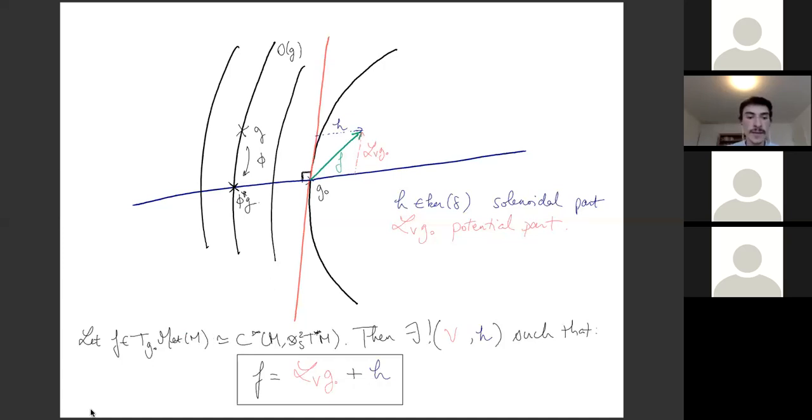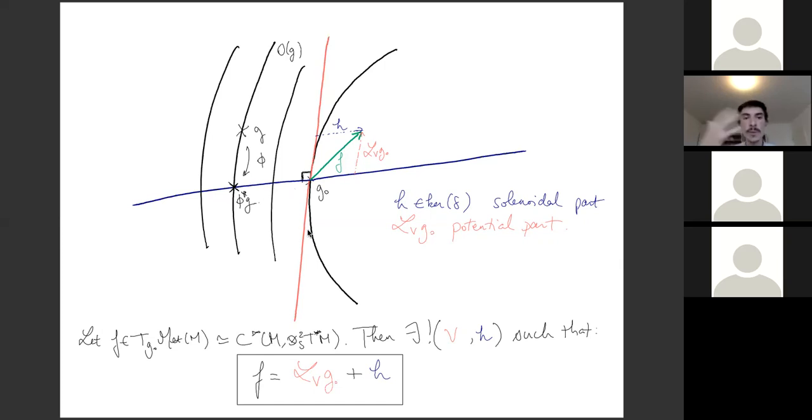And the fact that these two spaces, the blue one and the red one, are orthogonal precisely tells you that your symmetric 2-tensor F admits a unique decomposition in the form L_V of G0 plus H, where L_V of G0 is the potential part, so the part that belongs to the red vector space here, and H is the solenoidal part, and it belongs to the blue space there.